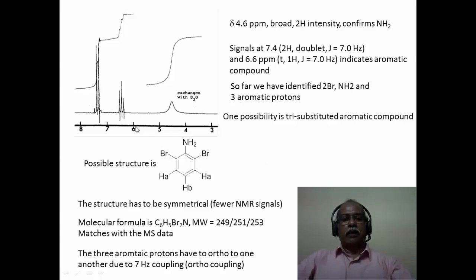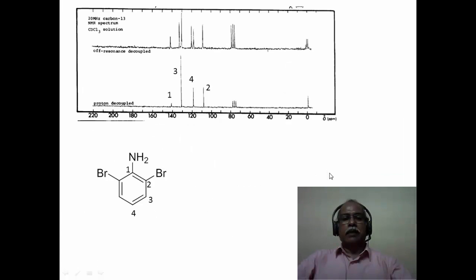The fact that you have a doublet and a triplet seems to indicate that you should have 3 adjacent hydrogens ortho to one another in a symmetrical environment such that HB would be a triplet and HA will be a doublet as seen in the NMR spectrum. This is the carbon-13 NMR spectrum of this compound. There are 4 distinctly different aromatic carbons in this molecule.